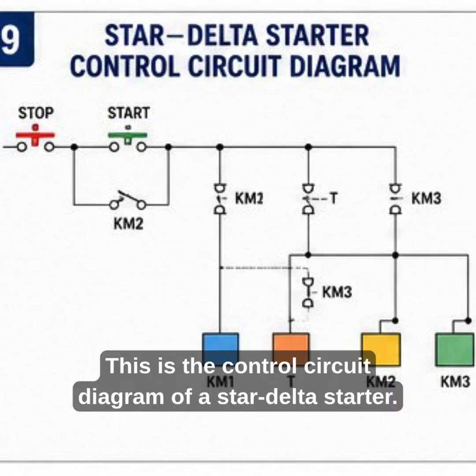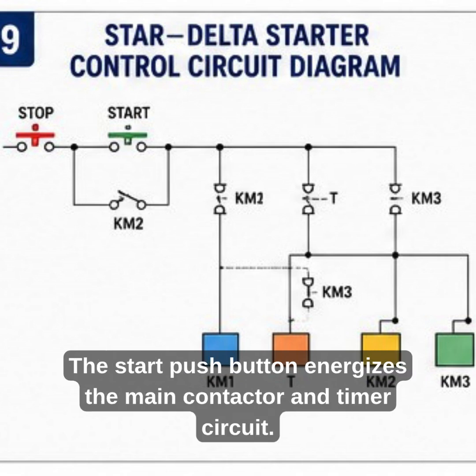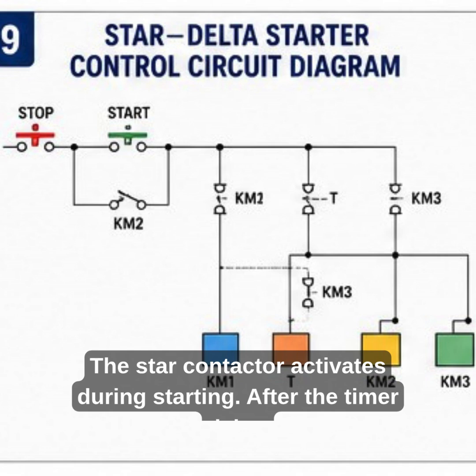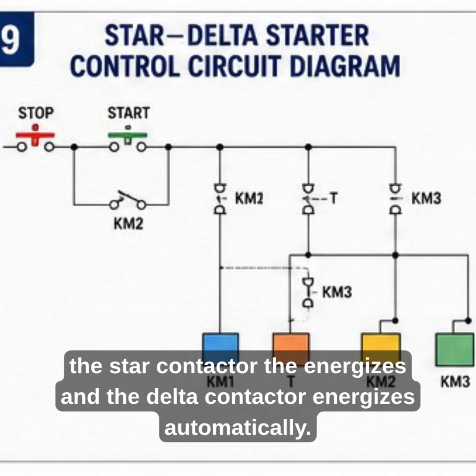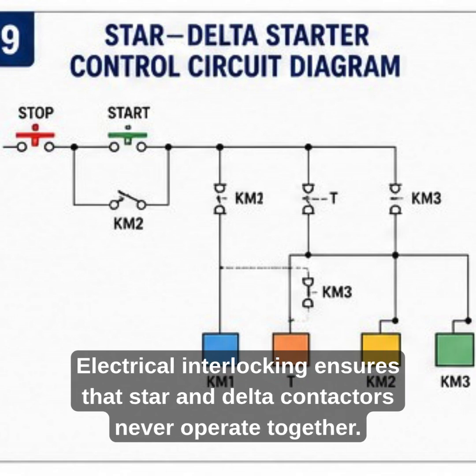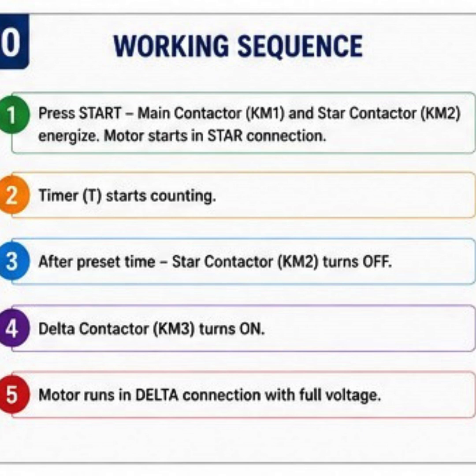This is the control circuit diagram of a Star Delta starter. The start push button energizes the main contactor and timer circuit. The star contactor activates during starting. After the timer delay, the star contactor de-energizes and the delta contactor energizes automatically. Electrical interlocking ensures that star and delta contactors never operate together.